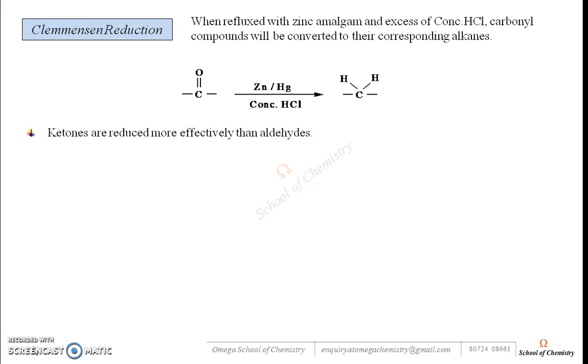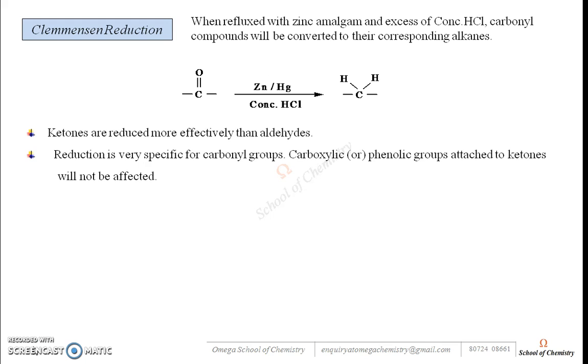The expected yield will be more in the case of ketones. So we can say ketones are more effectively reduced than aldehydes. Generally, Clemmensen reduction is specific to carbonyl group.